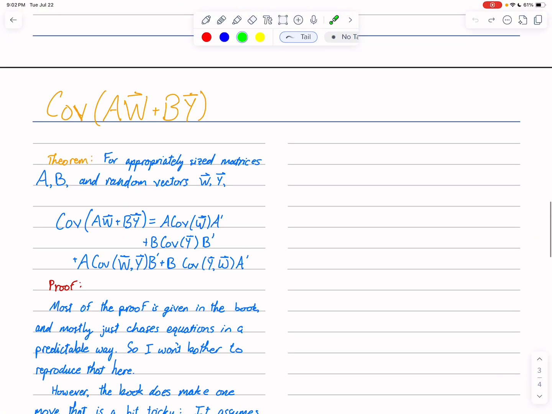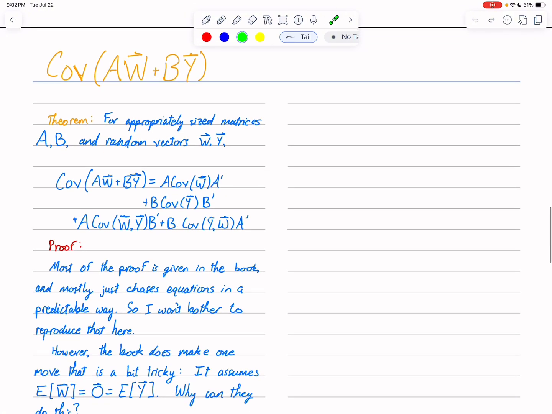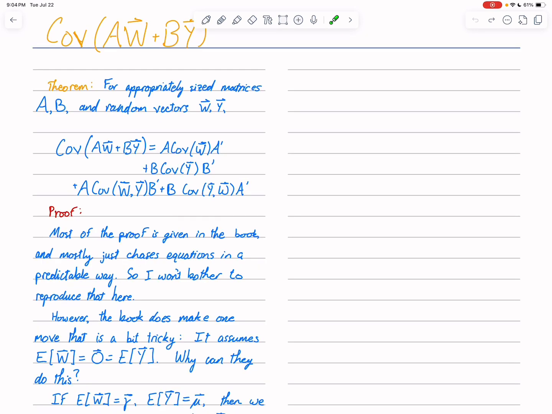Okay, so that one was relatively short. We're going to get into a significantly longer proof here. It is going to be a proof of the fact that if we have any appropriately sized constant matrices A and B, with random vectors W and Y, then the covariance of AW plus BY is given by the following formula.